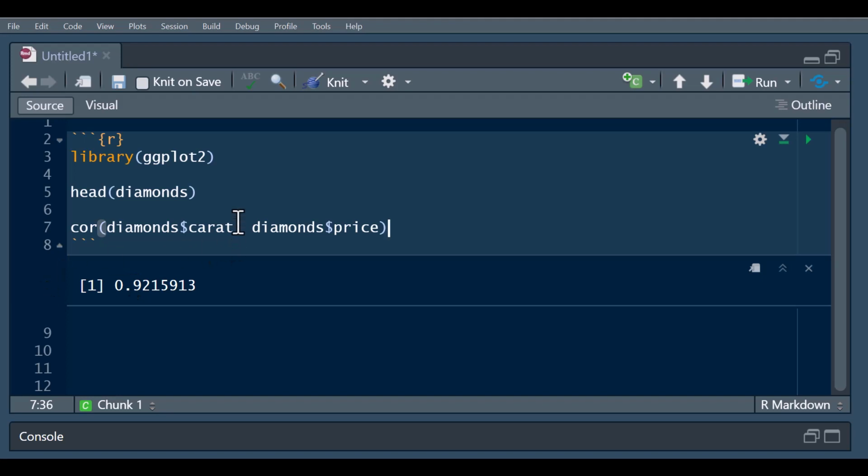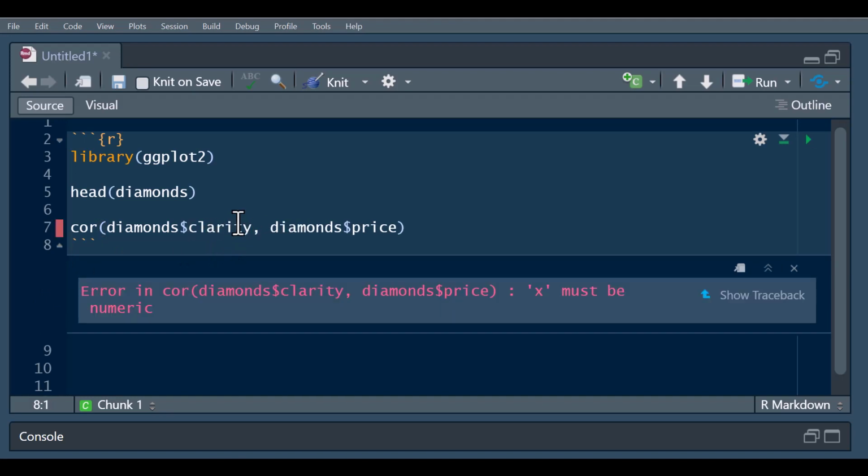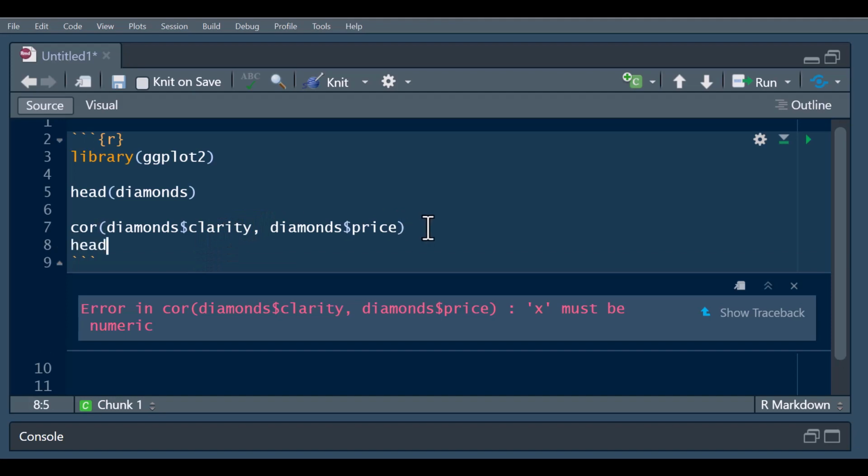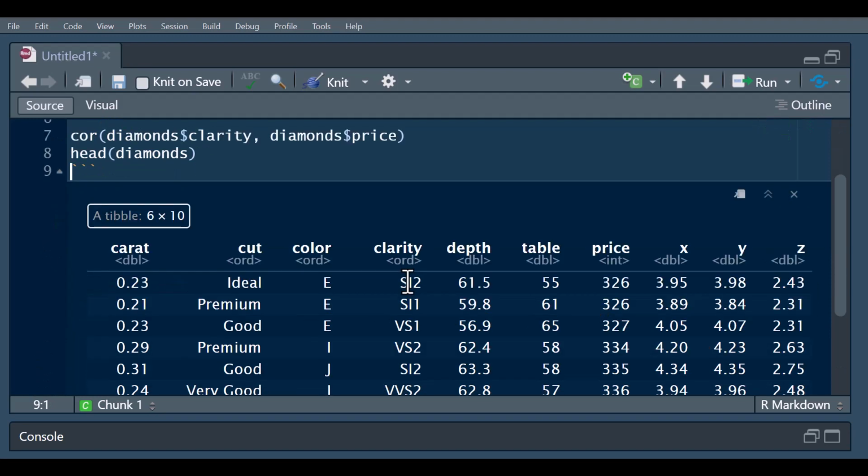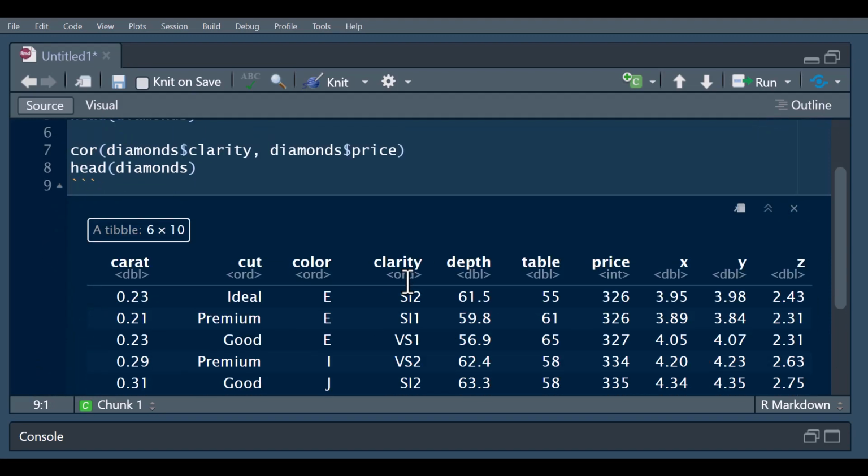So now let's have a look at diamond clarity. Since I have typed it wrong, let's check our data. The diamond clarity is a factor variable. Let's use depth. Let's use diamond depth.